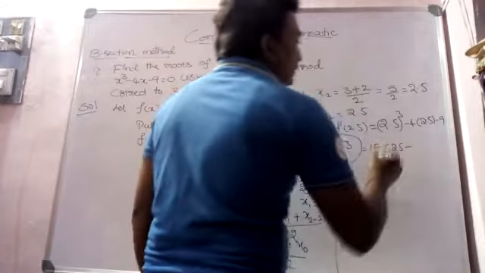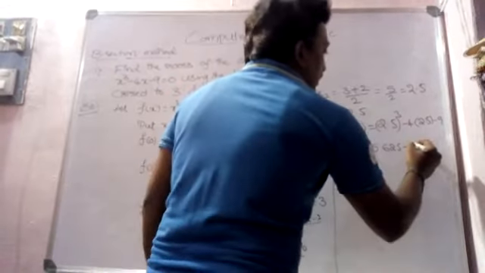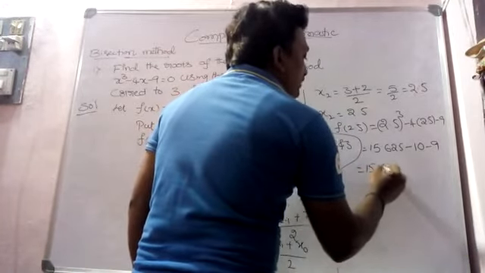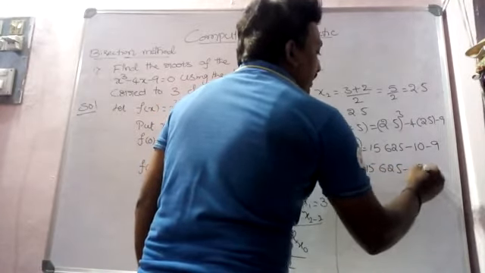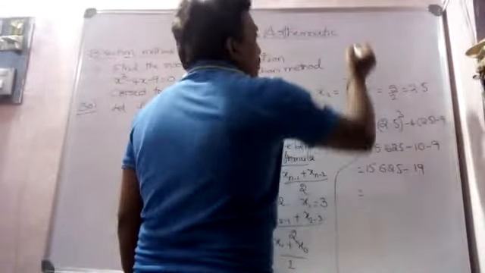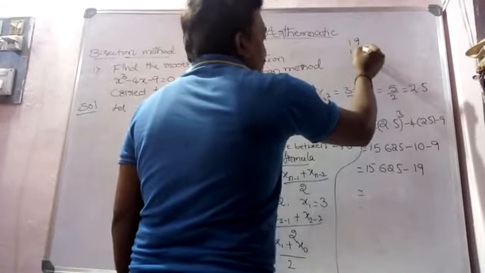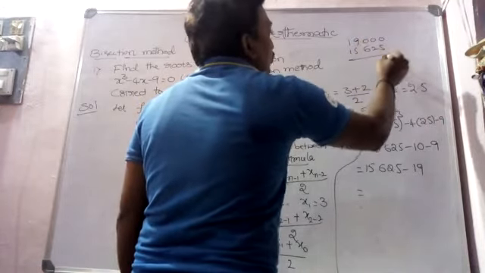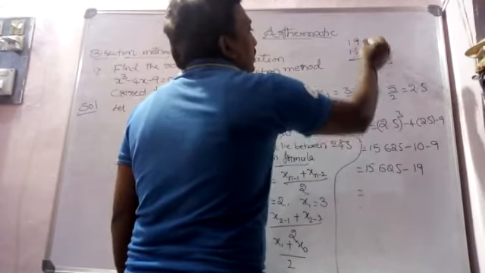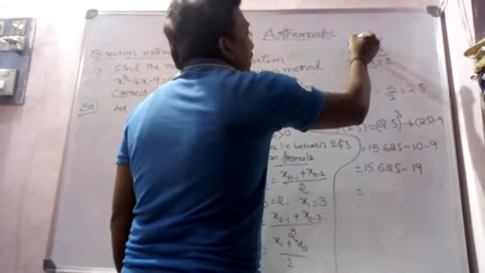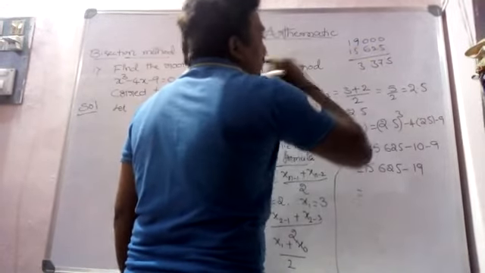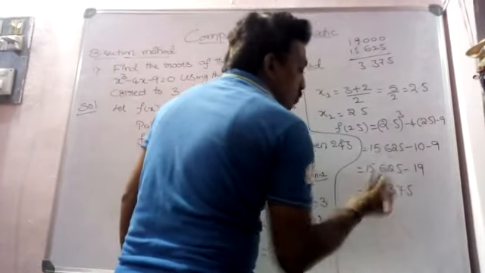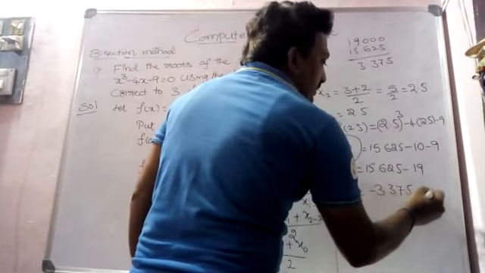15.625 minus 4 into 2.5, that is 10, minus 9. That equals 15.625 minus 19. Go to subtraction: 19.000 minus 15.625. So 5, here 9, 9 to 7, 9, that is 3. This is 8, 853. So 3.375. This is negative, the big number is negative, so this negative sign is getting, so it is less than 0.